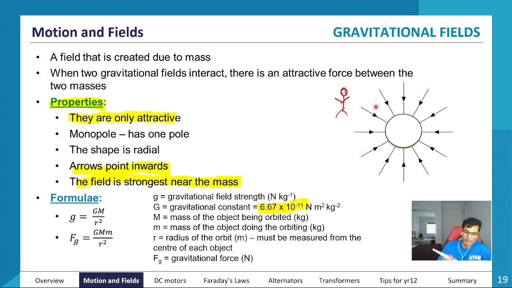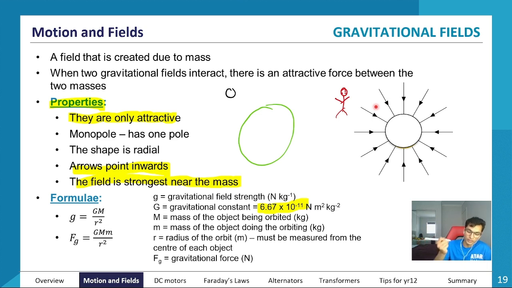Big M, the capital M, is the mass of the object being orbited. So if you imagine the Earth and a little satellite, the capital M would be the mass of the Earth. Why? Because the satellite is orbiting the Earth, so the mass of the object being orbited is the Earth, if that makes sense. And all of that is divided by r squared.